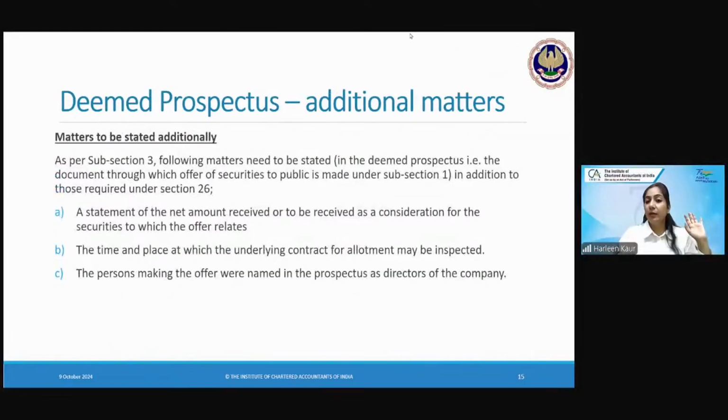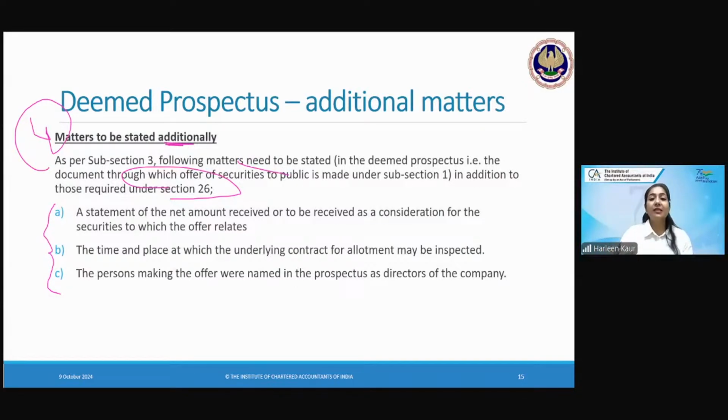Now, this is your point number 4. We have done 3 points in deemed prospectus, and this is the point number 4 that you have to remember. What are the matters to be stated? Additional matters. When it shall be deemed to be a prospectus, the following matters need to be stated in addition to section 26. Section 26, we are going to start in a while after 25. Whatever is written under section 26 shall be included in the deemed prospectus also. Additionally, these 3 things also have to be included when we talk about the deemed prospectus.